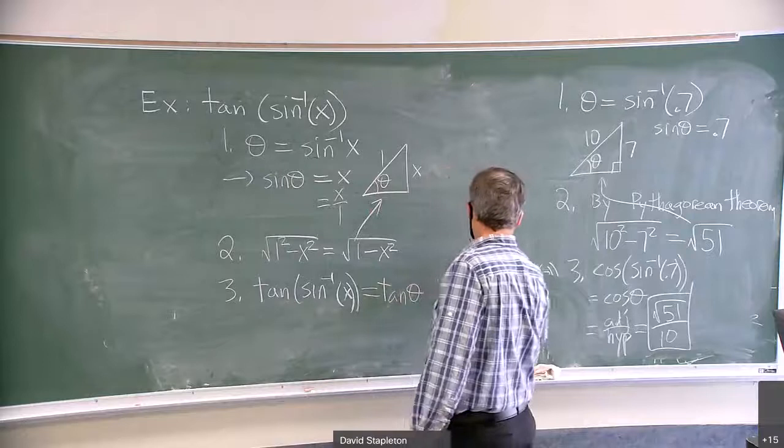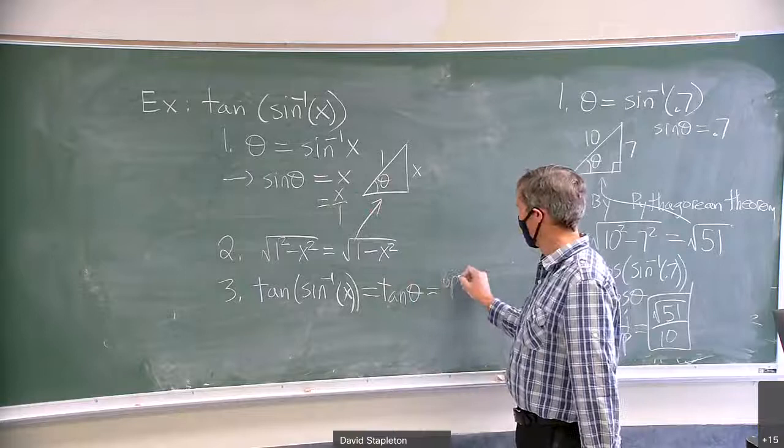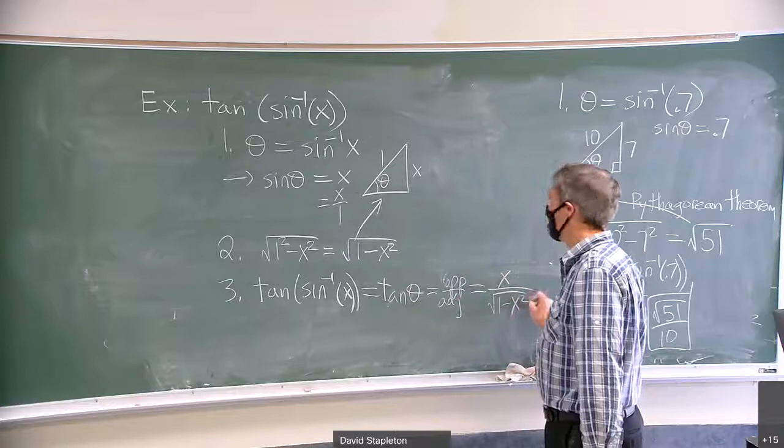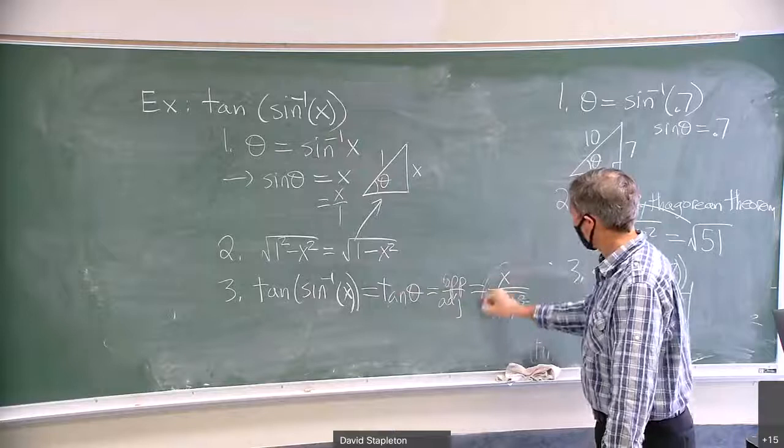What's the tangent of theta? Opposite over adjacent. Let's see, it's x over square root 1 minus x squared. And there it is. The tangent of the arc sine of any number of x is nothing more than this algebraic expression, x over square root 1 minus x squared.